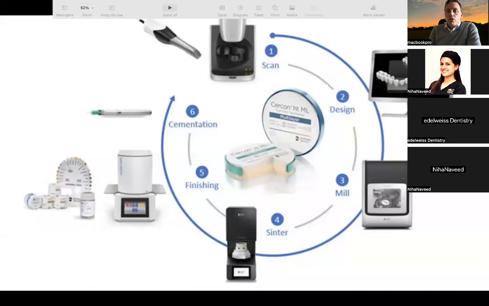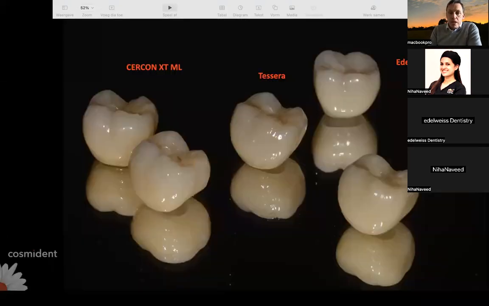Normally, and it's important that you understand this, what do you do in a normal office? You scan, you design, you mill your restoration. If you go with zirconium, for example, you have to sinter it, finish it, and only then can you cement it. This takes a lot of time.